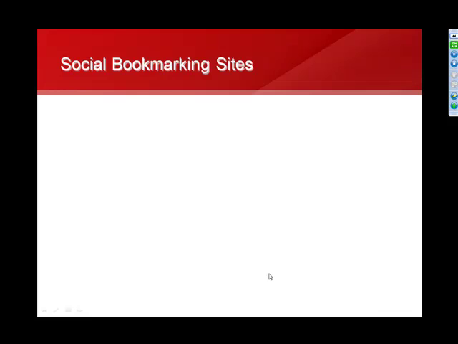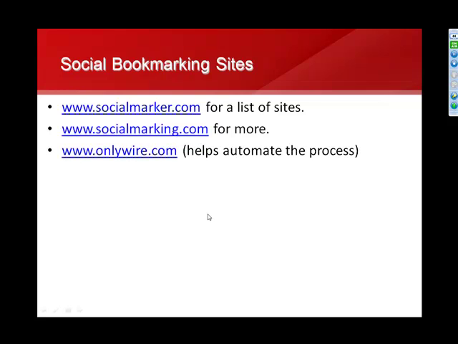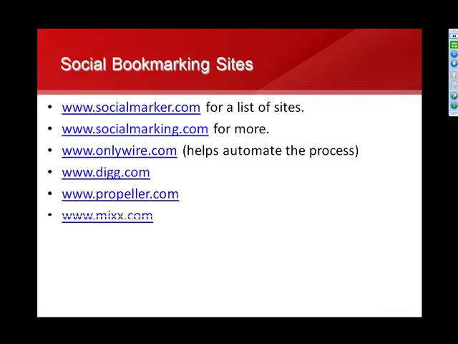But let me jump back here and show you another site. Socialmarker.com has another list of sites, and Social Marketing, like I said, has more. And then onlywire.com has a list of sites, but it also helps you automate the process. And then here's another couple of social bookmarking sites to consider. I'm going to come back to this slide here, so don't worry about writing this too fast.